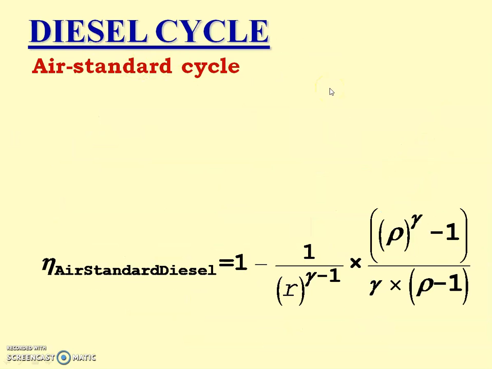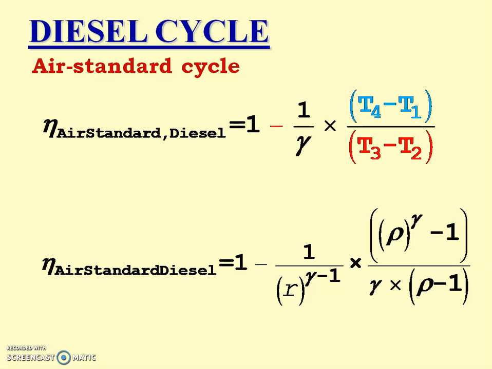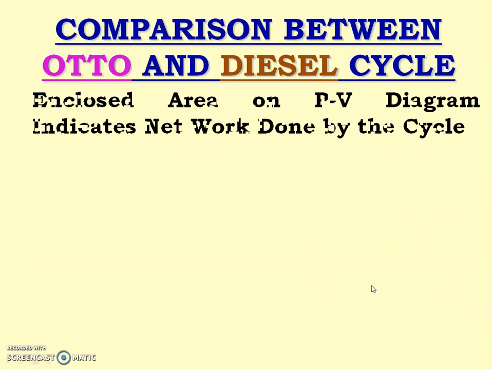And the equation of air standard efficiency of diesel cycle is 1 minus 1 upon gamma into (T4 minus T1) divided by (T3 minus T2) in terms of temperature, and other equation for the air standard efficiency of the diesel cycle is 1 minus 1 upon r raised to gamma minus 1 multiplied by (rho raised to gamma minus 1) divided by gamma into (rho minus 1).